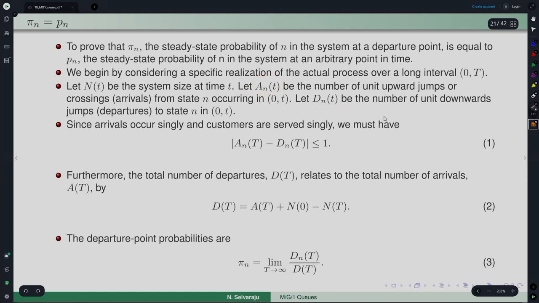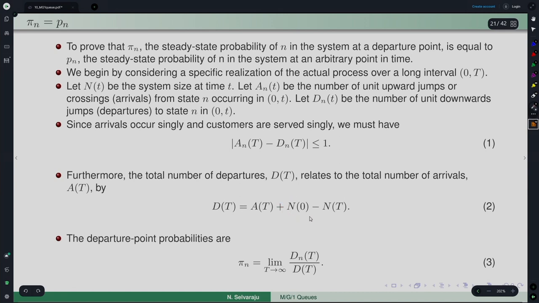and D_n(t) is the number of unit downward jumps to state n in 0 to t. From state n, how many times it goes up is what you are counting as A_n(t), and to state n, how many times it reaches is what you call D_n(t). Now, since both arrivals and departures happen one at a time, it must be true that A_n(t) minus D_n(t), in absolute value, must be less than or equal to 1.